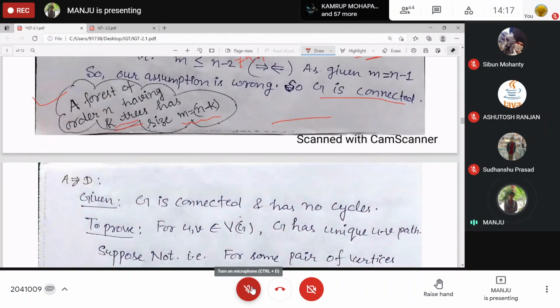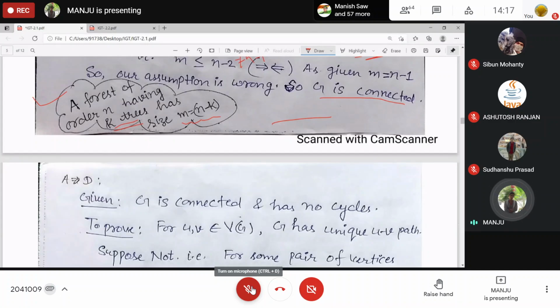Now we have proved three statements. Now it's time for the fourth. Fourth is A. Any one of them I have taken. That is A. A implies A. A statement is G is connected and has no cycle.